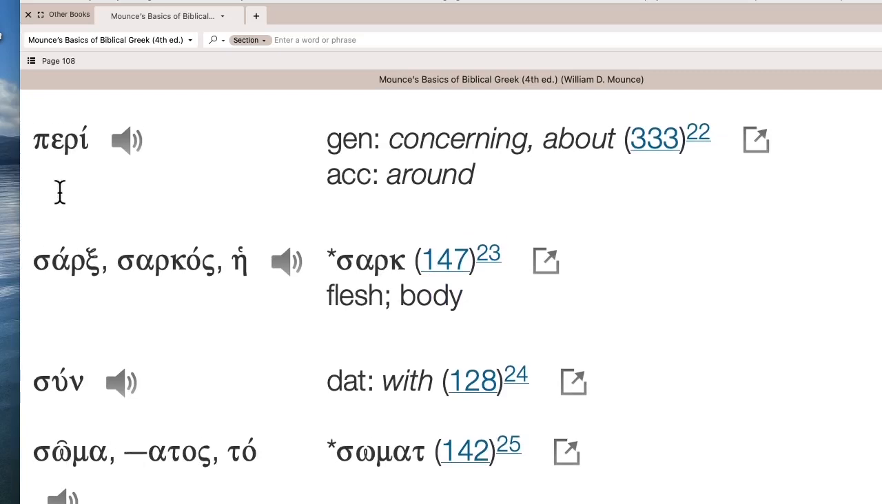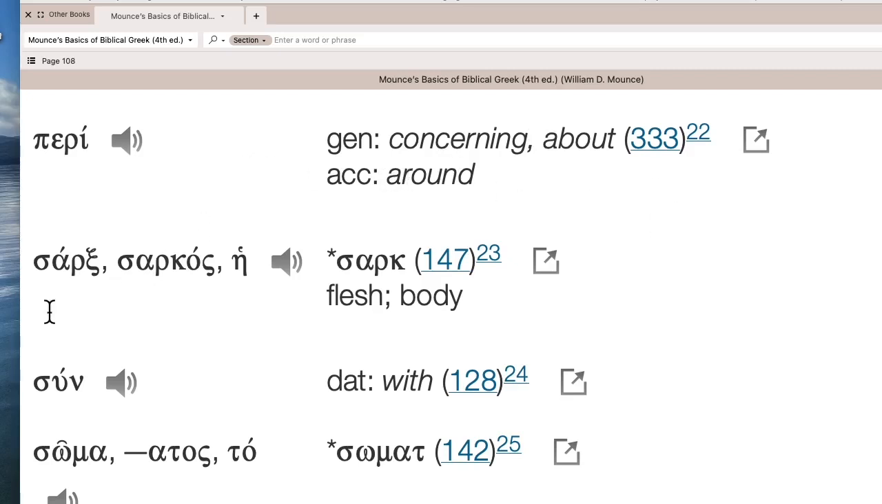Next, we have a preposition, peri. This is where we get the English word perimeter. If you think of perimeter. Peri, followed by a noun in the genitive, means concerning or about. If it's followed by an accusative noun, it means around that thing. So concerning or about in the genitive, or if it's followed by an accusative, around.